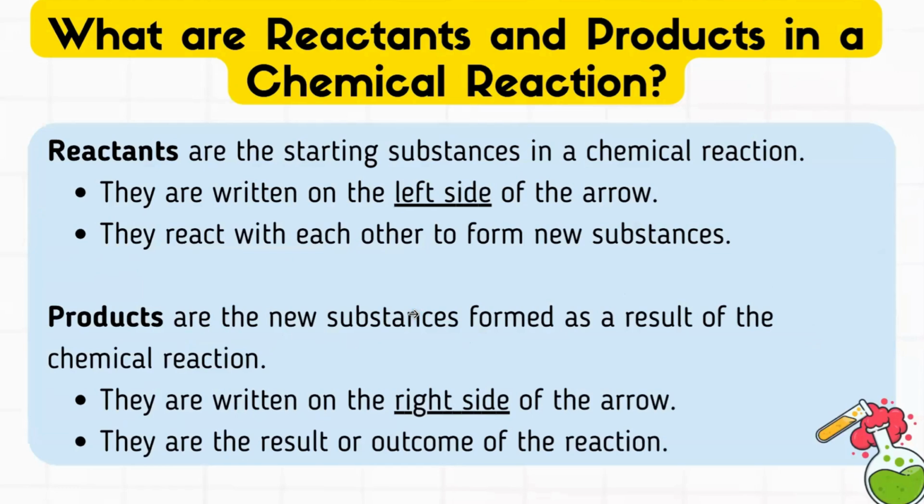Reactants are, of course, the starting substances in a chemical reaction. They are written on the left side of the arrow, or the left hand side. So they react with each other and they operate with each other to form the new substances.